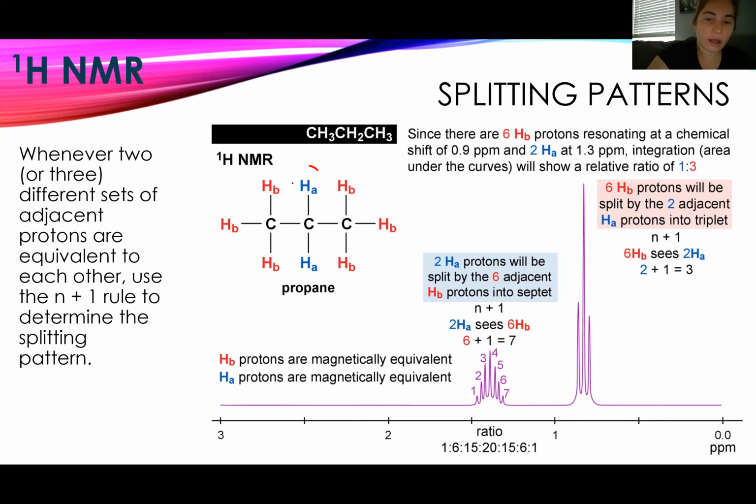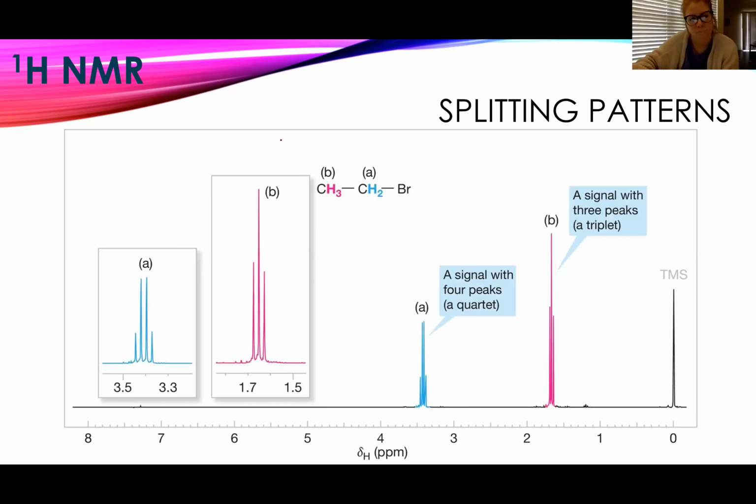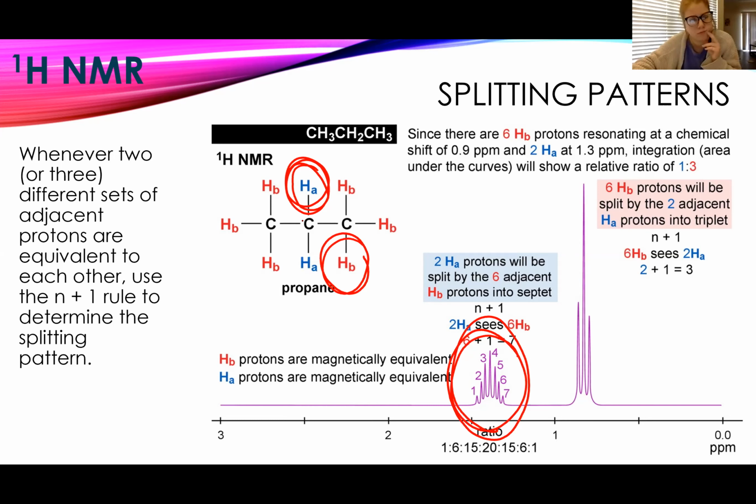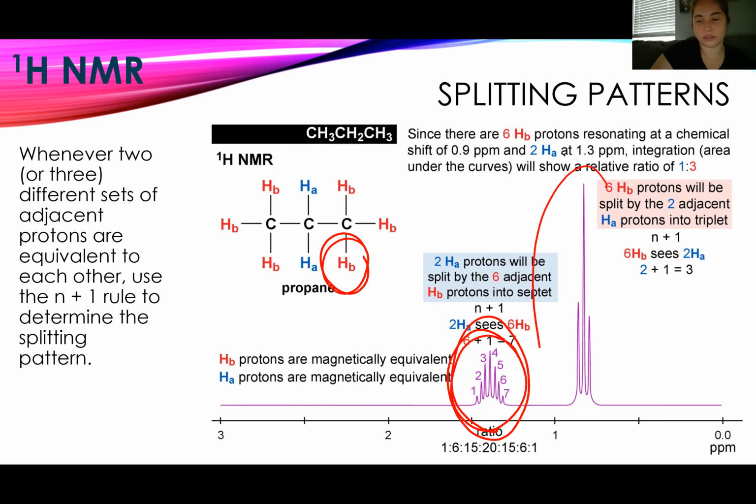So how many neighbors do the HA atoms have? How many neighboring hydrogens? 6. So HA should be split into 7 peaks, which is what we see. How many neighbors does each HB hydrogen have? 2, right? The neighboring carbon has 2 hydrogens. So that makes it split into a triplet.